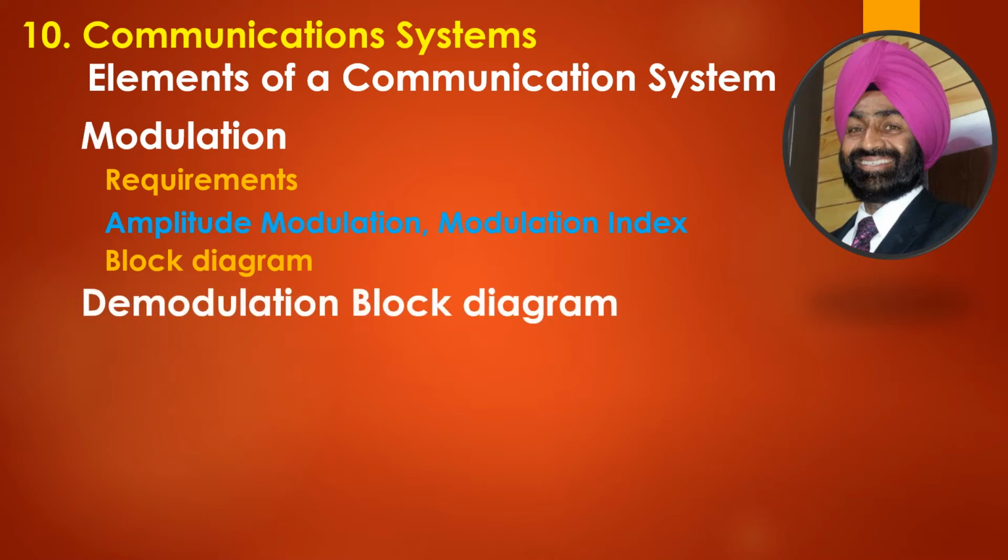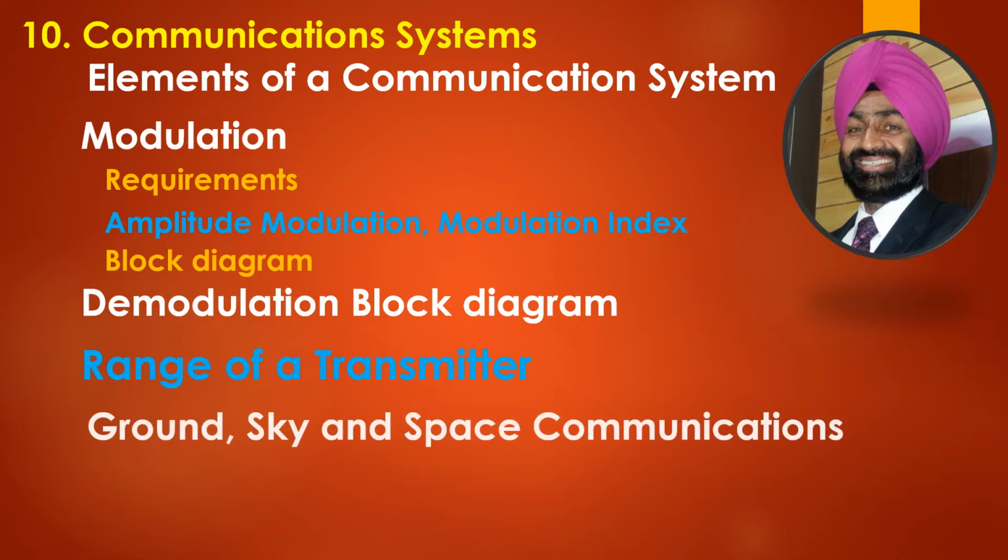Then you need to learn the demodulation block diagram, with special reference to the rectifier and envelope detector and the corresponding waveforms. Refer to the NCERT book. You would be able to draw the diagrams better from the NCERT book. Further, you are required to derive a relation for range of a transmitter, a simple application of the so-called Pythagoras theorem. Then differentiation between ground wave, sky wave, and space communications. So this completes your communication systems.